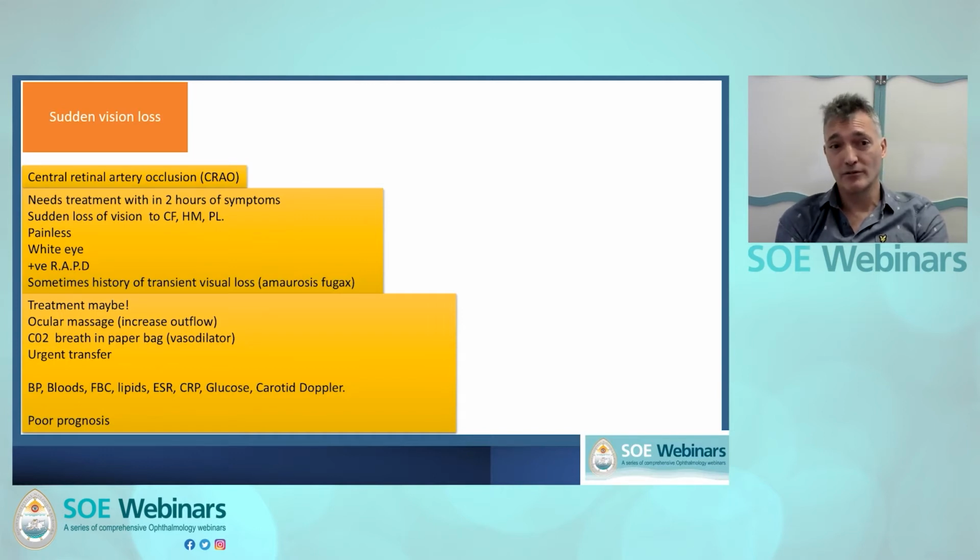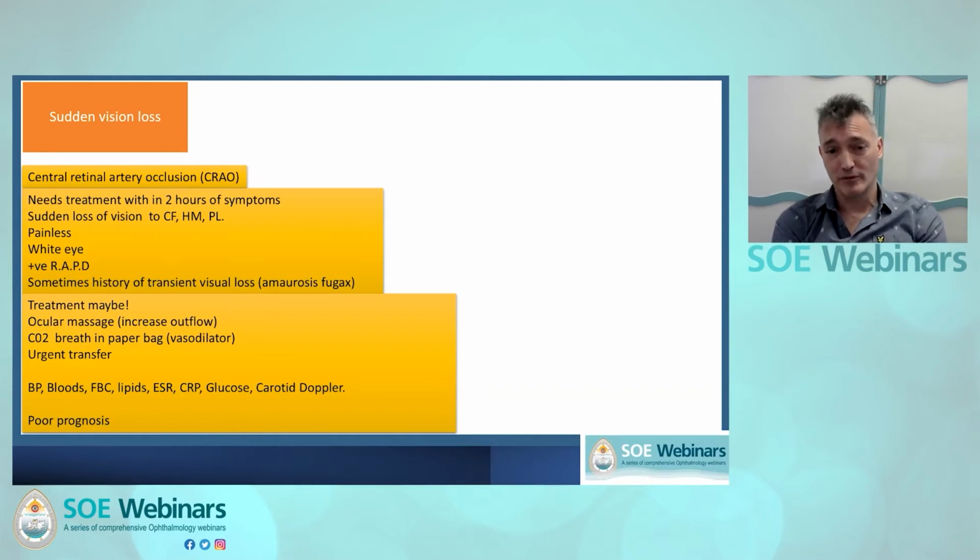Treatment, well, again, there's not much research there, but we generally try and increase the outflow by ocular massage, CO2 rebreathe for vasodilation, urgent transfer. If you get a phone call with somebody with a sudden loss of vision and it's been 2 hours, tell them to breathe into a paper bag and massage the eye. It could make all the difference to the vision coming back.